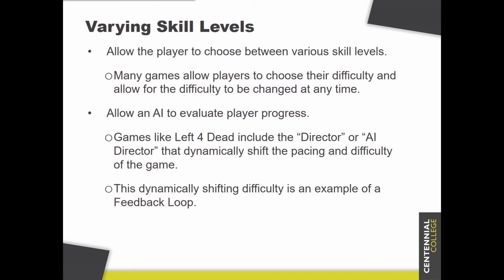The second option that we're going to talk about, and this is really the main focus of this particular video, is the idea of a feedback loop. Creating a feedback loop. A feedback loop is a dynamically shifting difficulty level. That's really what it is. A great example is Left 4 Dead. In Left 4 Dead, they included what was called the AI director, and the AI director evaluated the player's experience. So how were the players doing at any given point within the level?